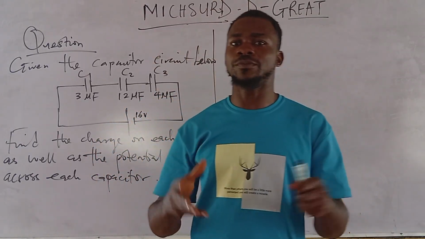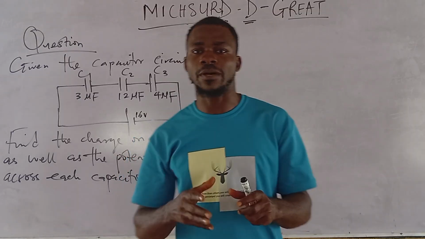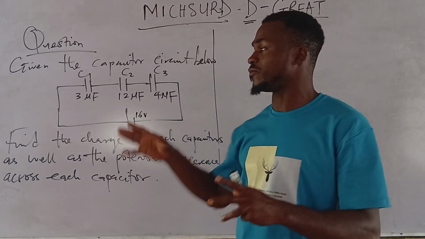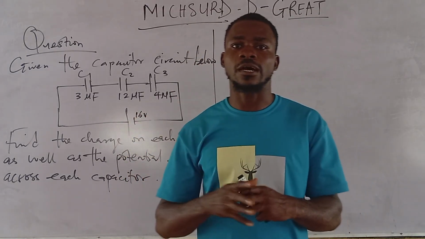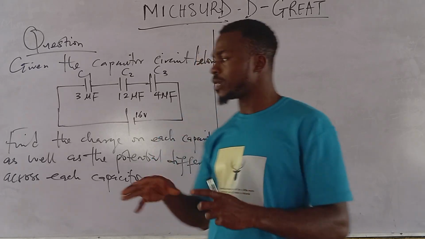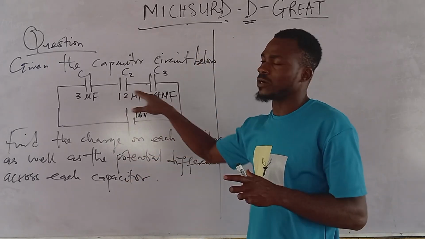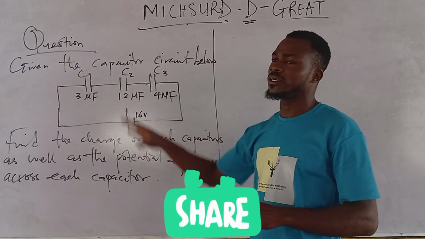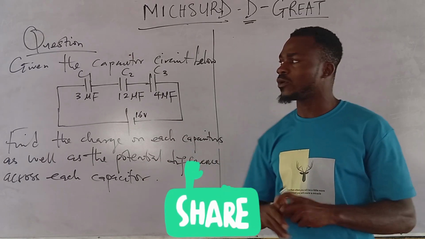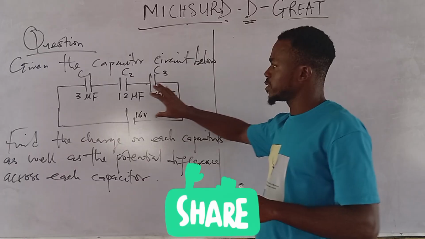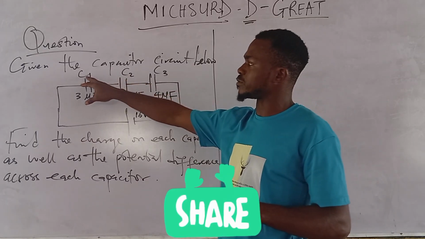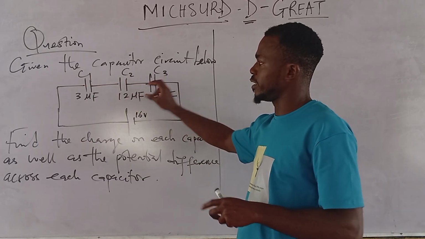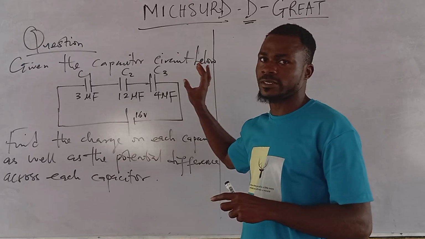So today we are going to be looking at capacitors in a circuit, and we want to analyze to get the charge in each of these capacitors and also the potential difference in each of these capacitors. So now when we look at this question, we see the arrangement of capacitors C1, C2 and C3, and they are arranged in series.